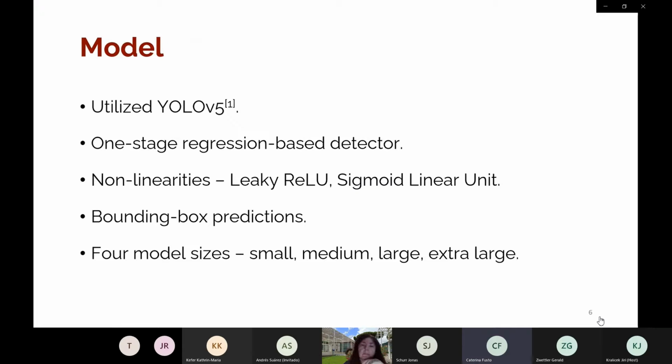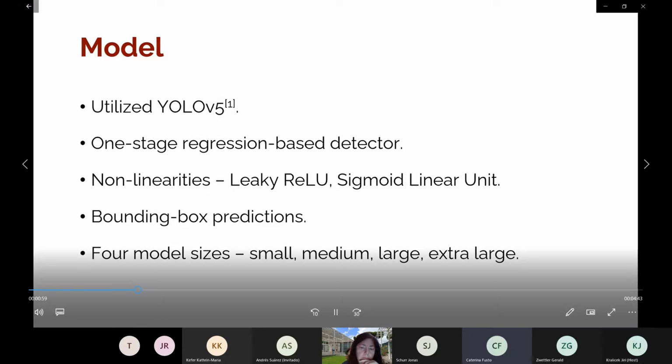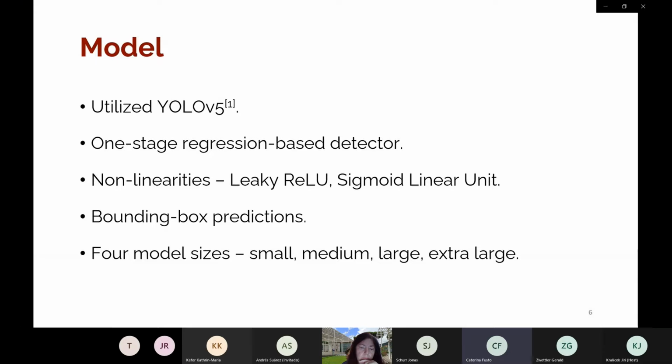Method. With regard to the inference time required in real deployment, the paper utilizes YOLO architecture in version 5 for drone detection. YOLO architecture provides state-of-the-art performance while maintaining fast inference. The model is a one-stage regression-based detector, meaning that objects are predicted by bounding boxes that take the form of quadrangles. As nonlinear functions, leaky rectified linear unit and sigmoid linear unit are used. The paper inspects the performance of the YOLOv5 model in 4 sizes: small, medium, large, and extra large.